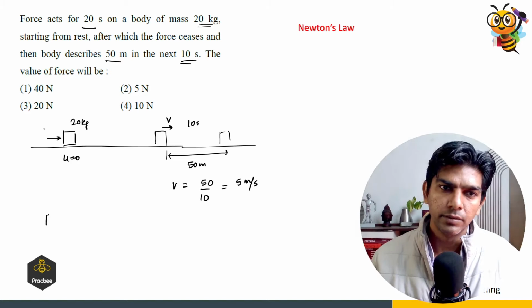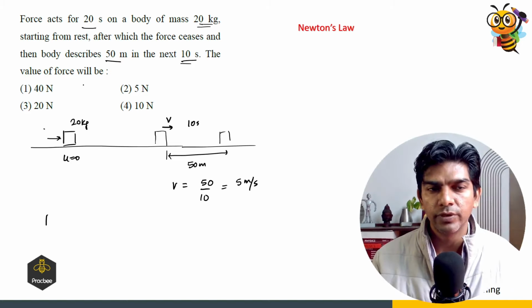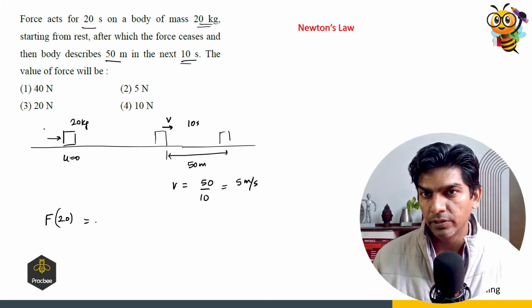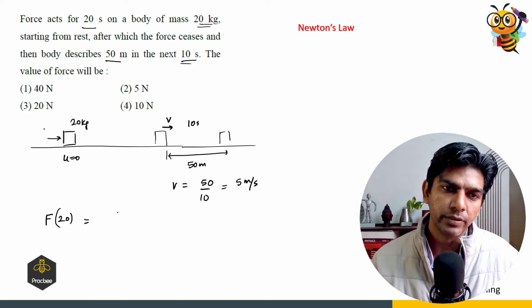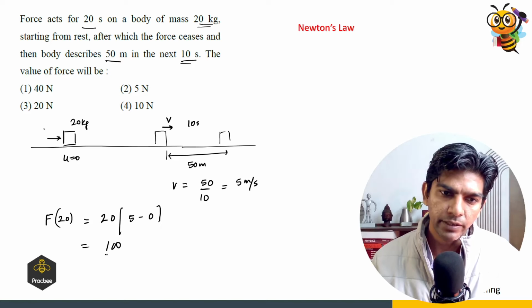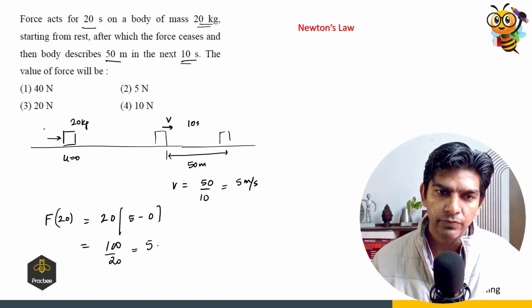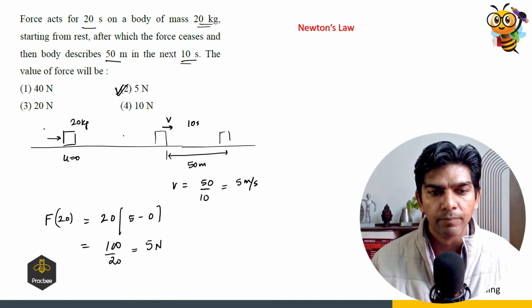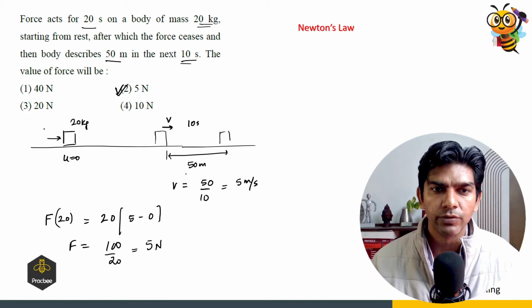So we know that the force is acting for 20 seconds, and if it is a constant force, we can say F times 20 will be the impulse. And impulse increases the linear momentum. So it will be mass times the increase in the velocity, so that will be 5 minus 0. So F times 20 equals 100, that is, F equals 100 by 20, so that will be 5 Newton. 5 Newton is the answer, right? So F comes out to be 5 Newton.